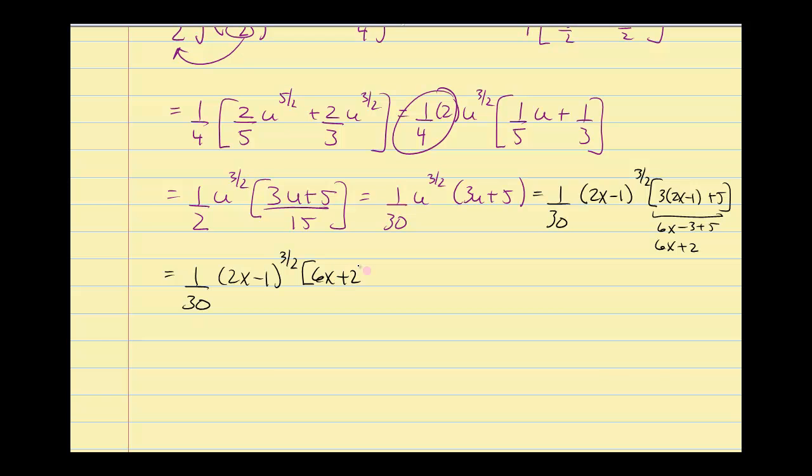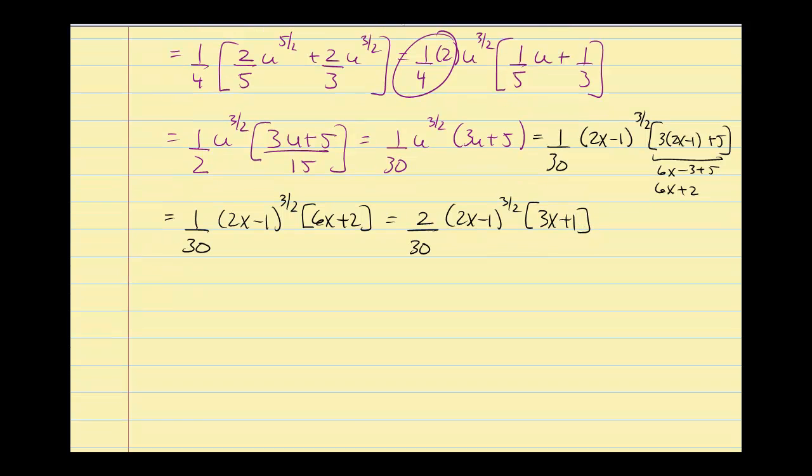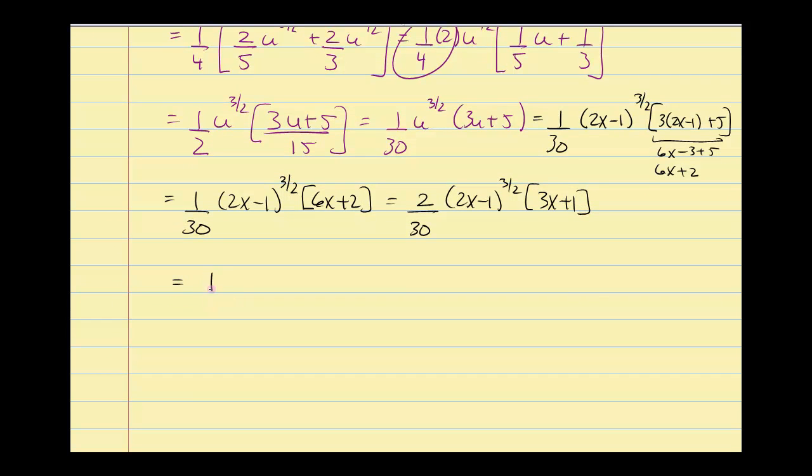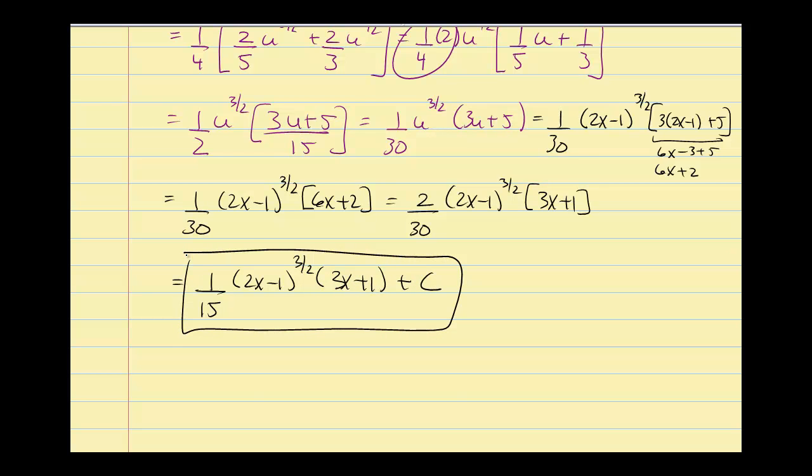And of course, there's a common factor in 6x plus 2, so I could factor a 2 out. If I factor out a 2, I'm left with 3x plus 1. And 2/30 reduces, and I almost have my solution: 1/15, 2x minus 1 to the 3/2 times 3x plus 1, plus c, the constant of integration, because this was an indefinite integral. So this is simplified completely.